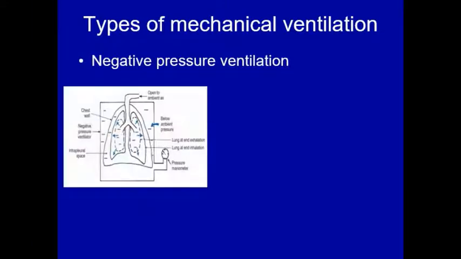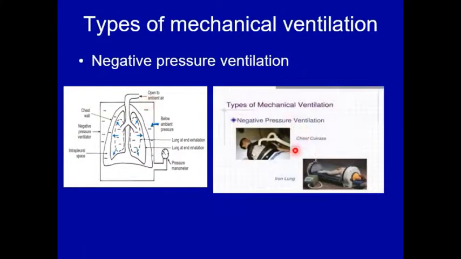So here in this negative pressure ventilation, the patient is placed in a chamber and negative pressure is applied to the chamber. As you can see here, in case of chest cuirass, only the negative pressure is applied to the thorax, and in case of iron lung, the head and neck of the patient is outside the chamber and the rest of the body is inside the chamber, and the negative pressure is applied. So when this negative pressure is applied, then air will enter the lungs. So this is negative pressure ventilation. It has got many disadvantages, so it is not used and it is obsolete.